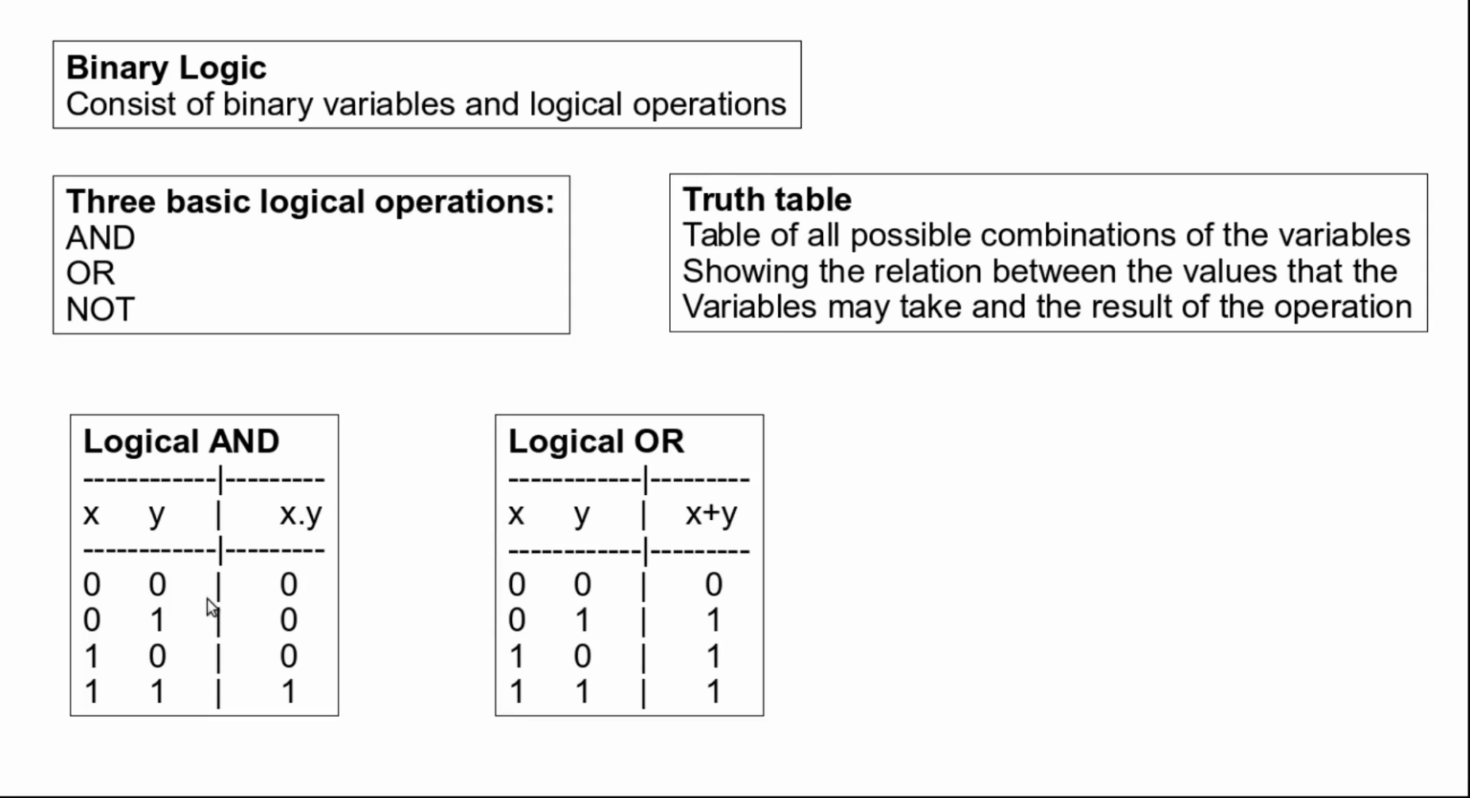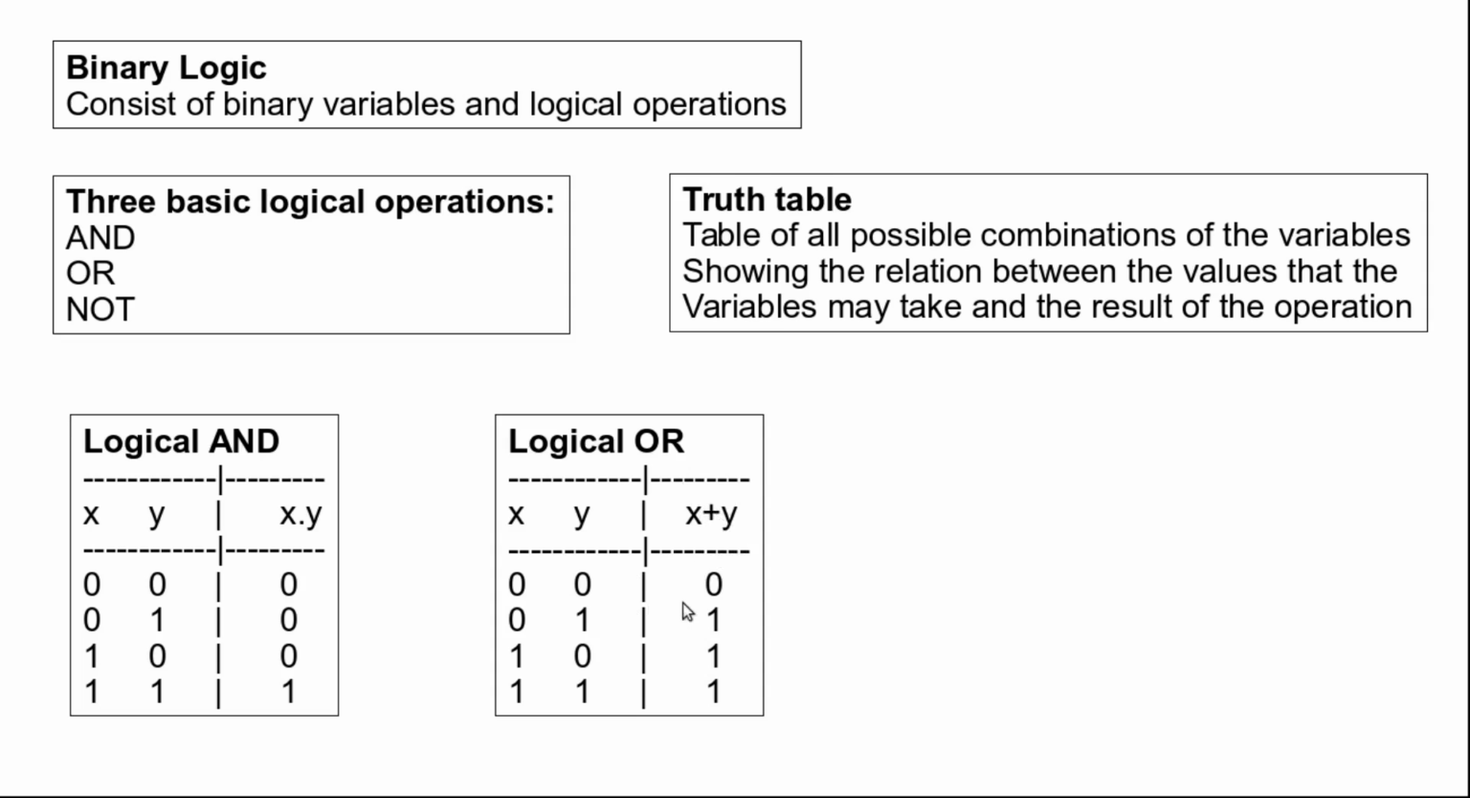Next is the truth table for logical OR, and here we can see that the notation for the logical OR operation is plus. So this plus does not mean binary addition, it does not mean addition, it means the logical OR operation.